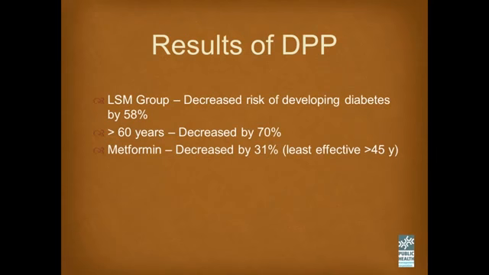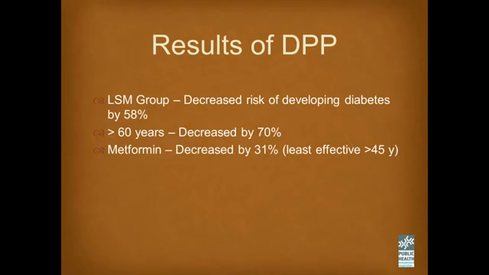Mind, the DPP showed us that even a modest decrease in weight, and by modest, they defined that as a 7% decrease in weight by limiting their overall calories and fat, and by exercising 150 minutes a week, could decrease the risk of progressing to diabetes by 58%. That is even more significant when you look at the age category. So over 60, that decrease in progression to diabetes increases to 70%.